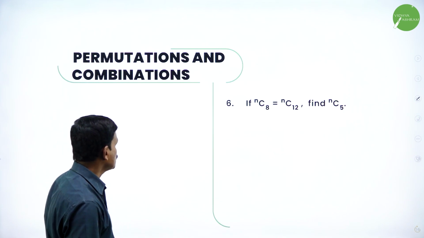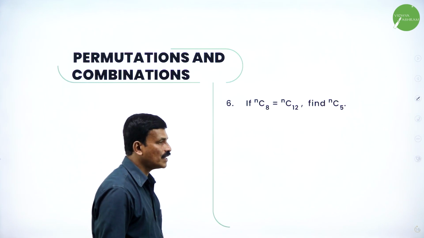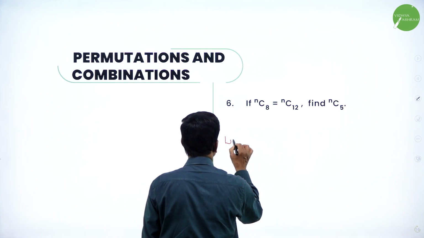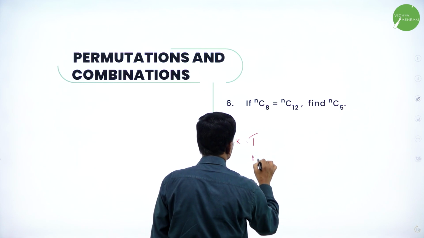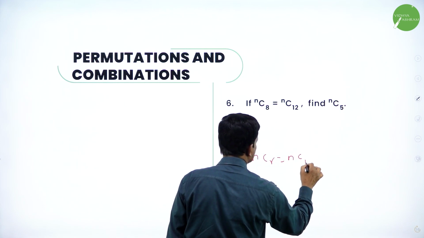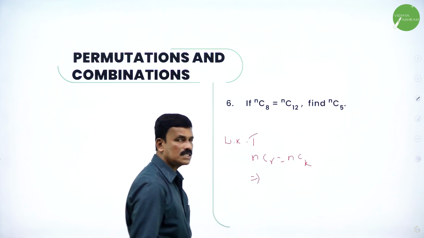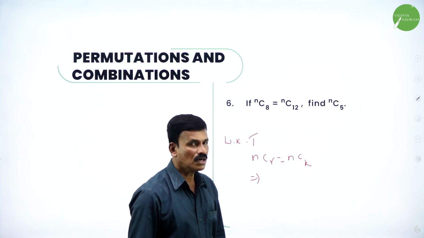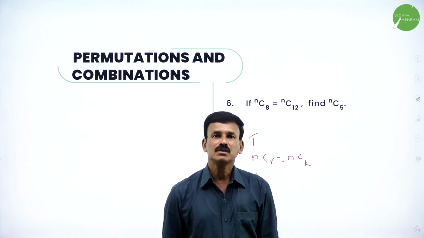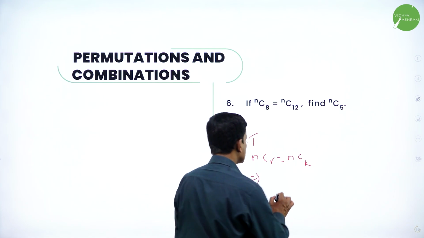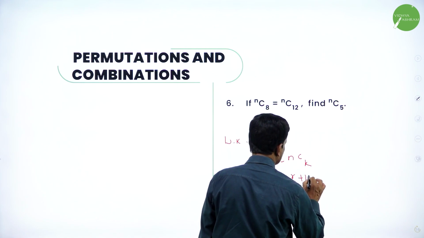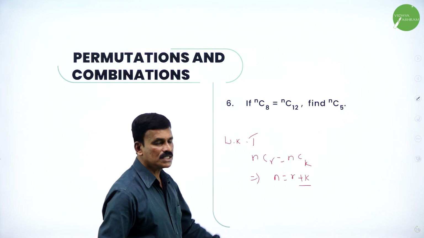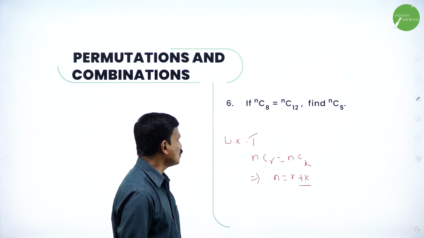If nC8 is equal to nC12, find nC5. This is also an important problem. Now we know this relation: nCr is equal to nCk implies n is equal to r plus k. This is what we did in the previous problem.